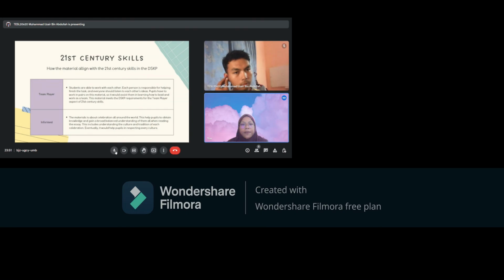This is because in finishing the material, which is to read the essay and answer the crosswords, we as teachers will assign them in pairs, so each of them is responsible for finishing the task, and everyone should listen to each other's ideas. So this requires one to be a team player, which is one of the 21st century skills. Next is inform.